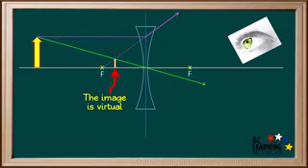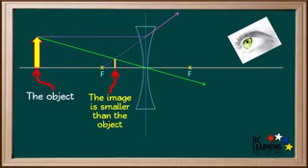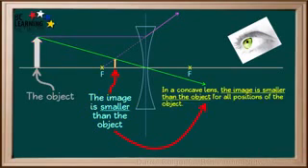Because two solid rays, or actual rays, do not cross at the top of this image, it is a virtual image rather than a real image. We see that in this case, the image is smaller than the object. It is important to remember that when we view an object through a concave lens, no matter where the object is placed, the image will always be smaller than the object.